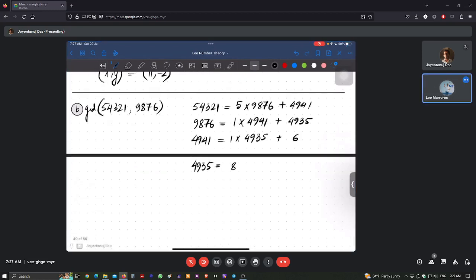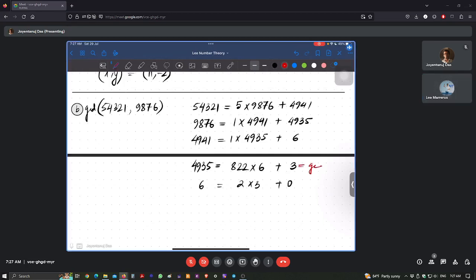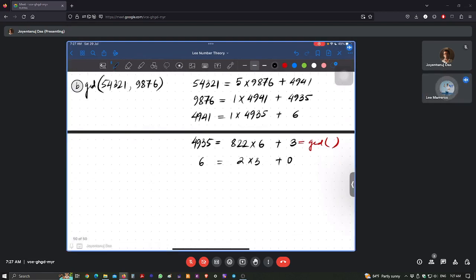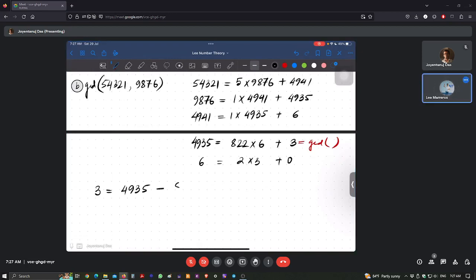822 plus 3. 6 times 2 minus 3 is 0. So this is equal to the GCD, right? The GCD would be 3. Right. So we need to go back now. So 3 equals 4935 minus 822 multiplied by 6.